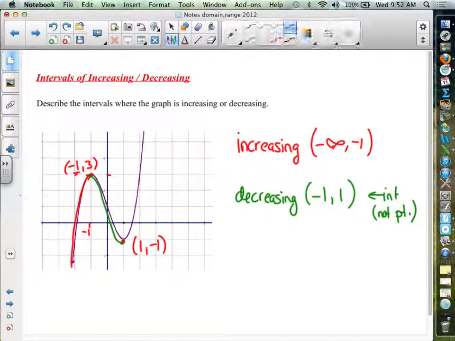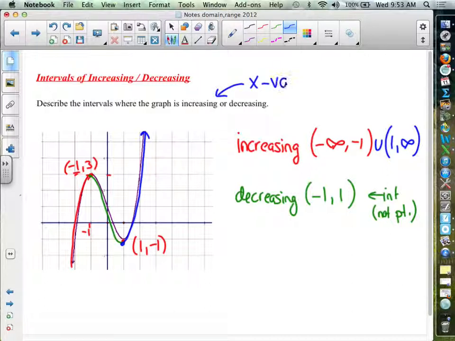And then if we look at the graph, the next piece of it from 1, then it continues going up, so it is increasing. So that's a U symbol. From 1 to infinity, the graph continues to increase. Intervals for increasing and decreasing are always the x values. Okay, the y values determine whether it's increasing or decreasing.